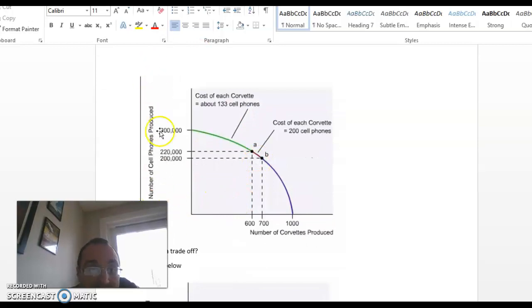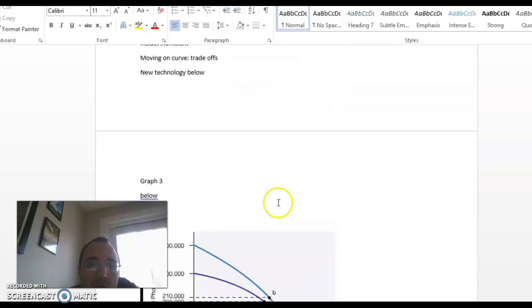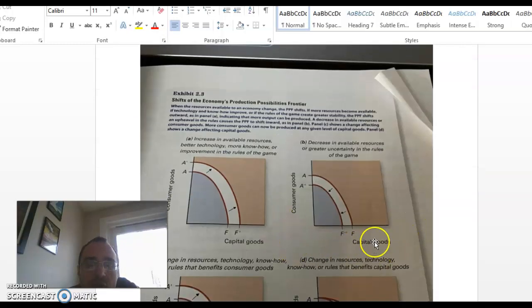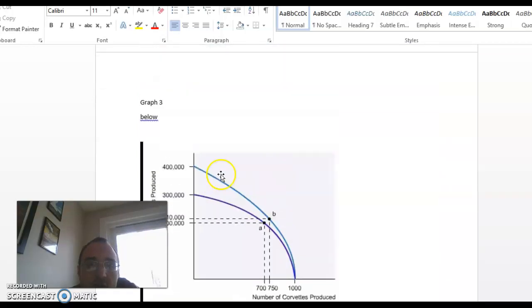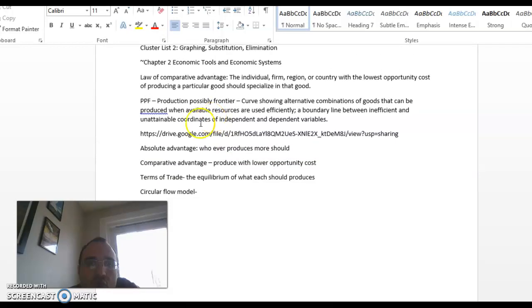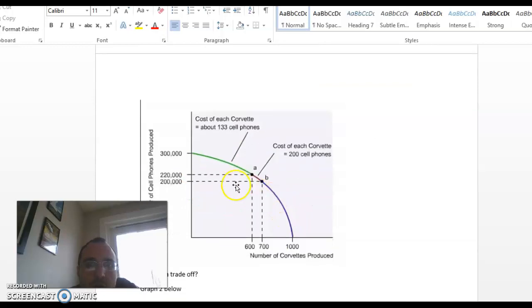I want to know that the x-axis down here is the Corvettes and the y-axis is cell phones. If you go back, these are talking about all the different graphs you have. Capital goods are usually on the bottom, and consumer goods are on the y-axis. Then this is a trade-off. This is called the production possibility frontier, and the curve is right here. So this is what the quiz is going to be mostly on.